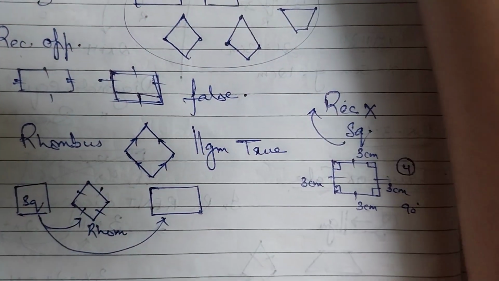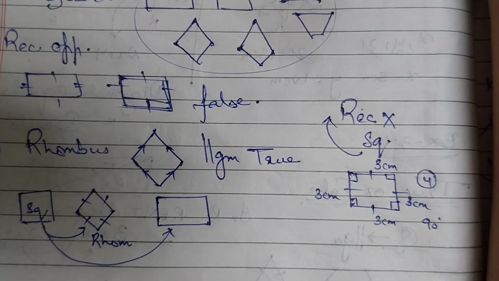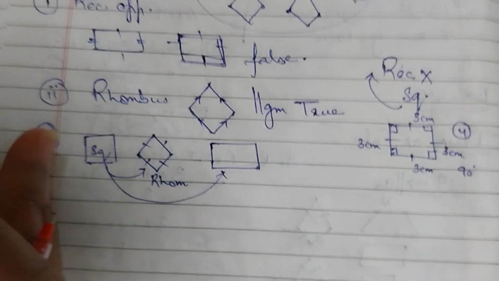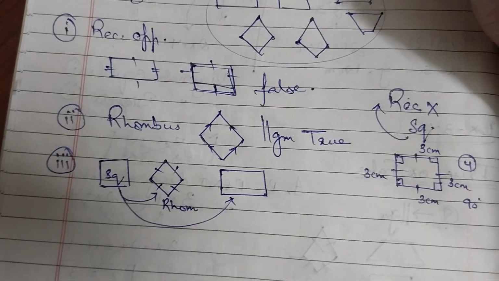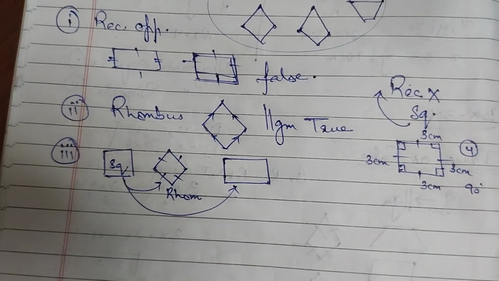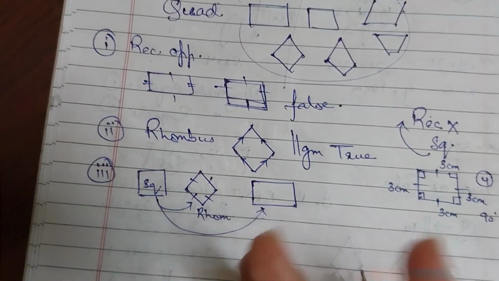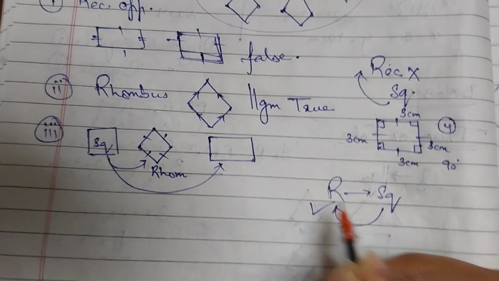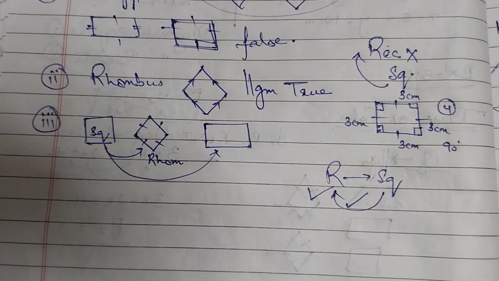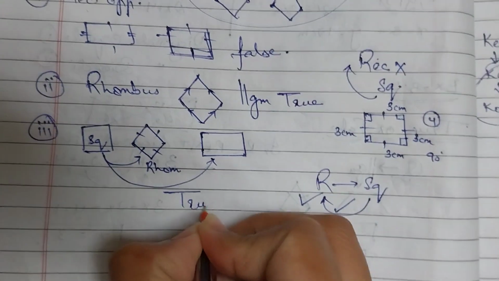So this is enough for us to have the fact that all squares can be rectangles and can be rhombuses, but they cannot be vice versa. That means a rectangle can't be a square, but a square can very lawfully be a rectangle, is what we study here. So this is going to be a true statement.